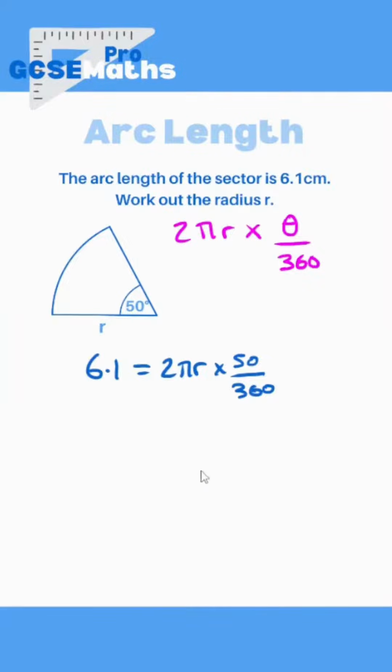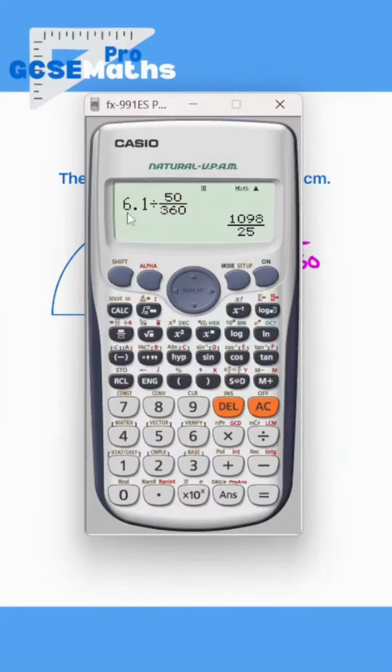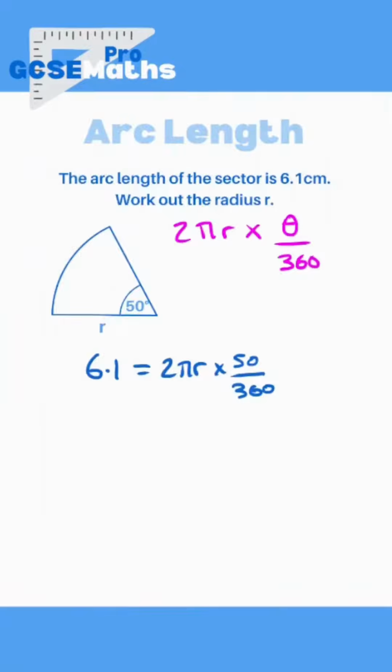So I want to get r on its own and move everything else across. There are different orders that you can do this, it's completely up to you. What I'm going to do is just divide first of all by this whole fraction. So if we get our calculator, I can do 6.1 divided by 50 over 360, which is 43.92. Make sure you don't round anything too soon here, just write down all the decimals if you can. And we're left with 2 pi r on the other side.